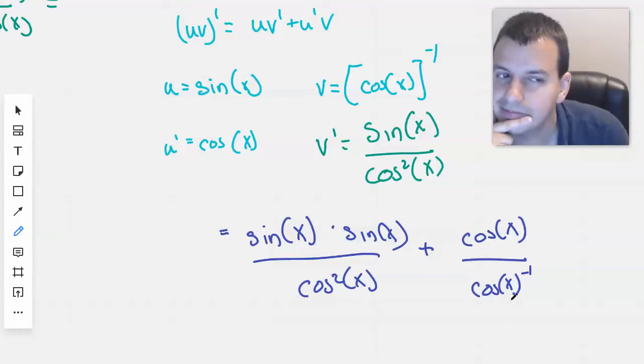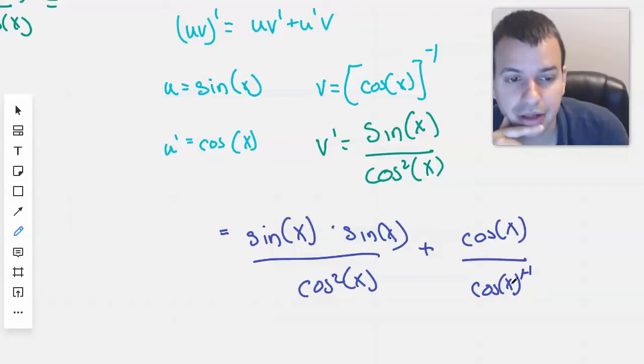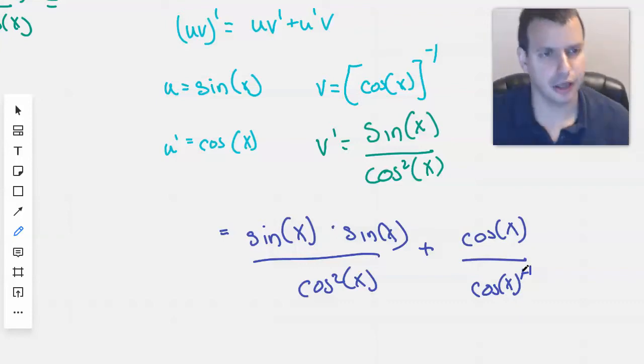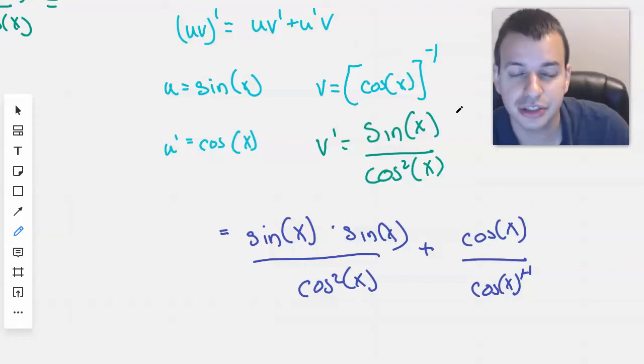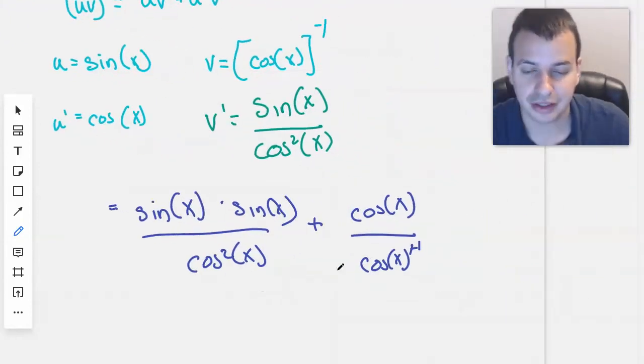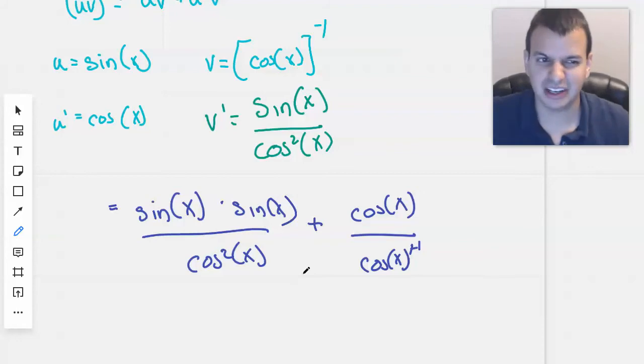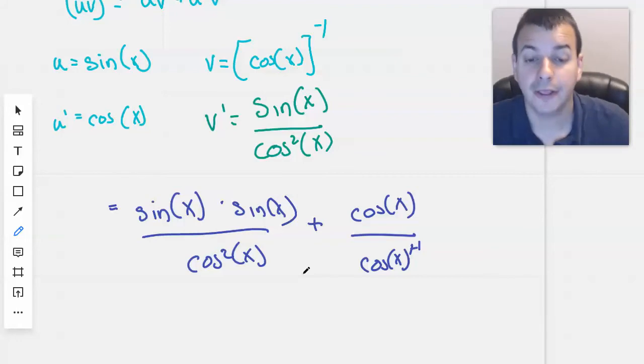Yes, I think so. Oh, okay. So the -1 will go away. Yes. Yep. Confident. So u prime cosine of x times cosine of x to -1 is cosine of x. Okay. So we're left with this. So what do we do at this point?